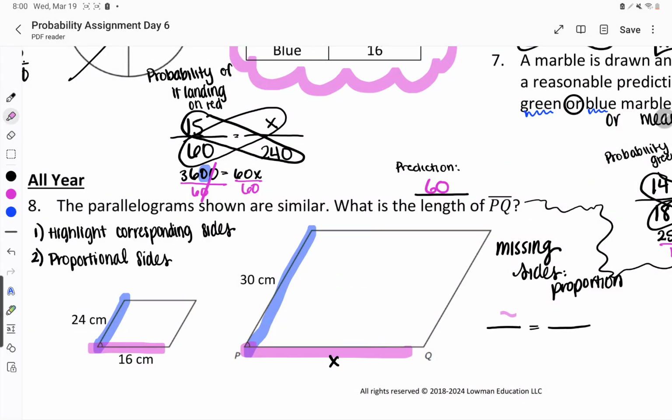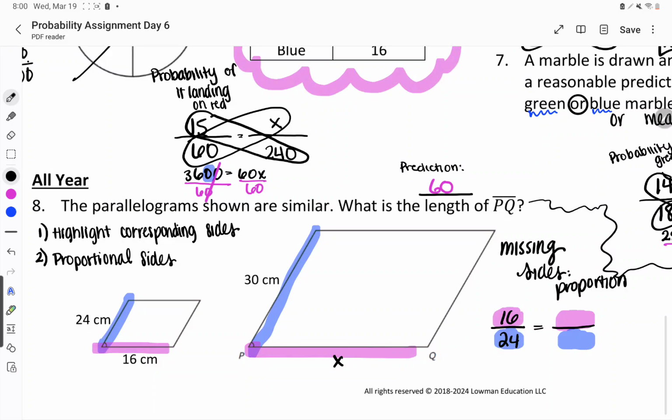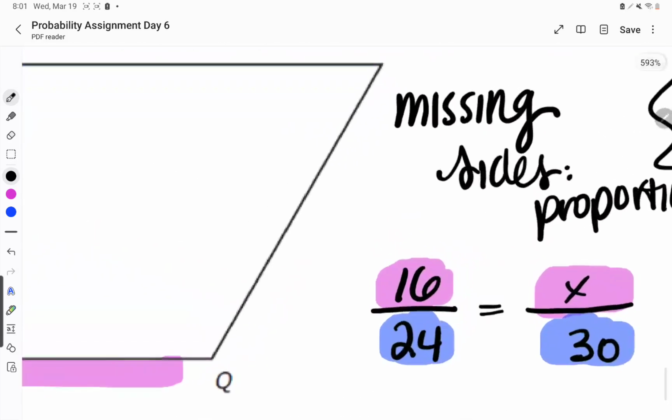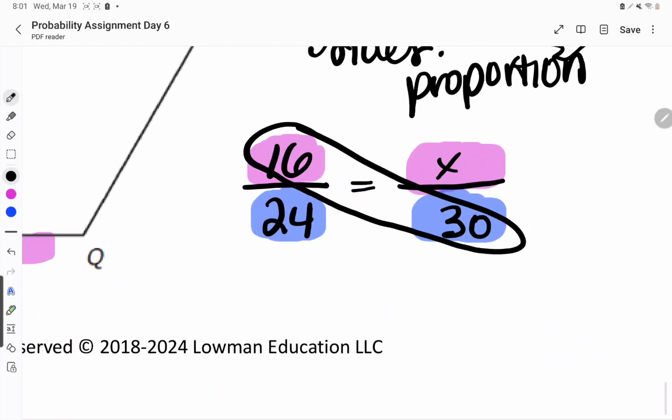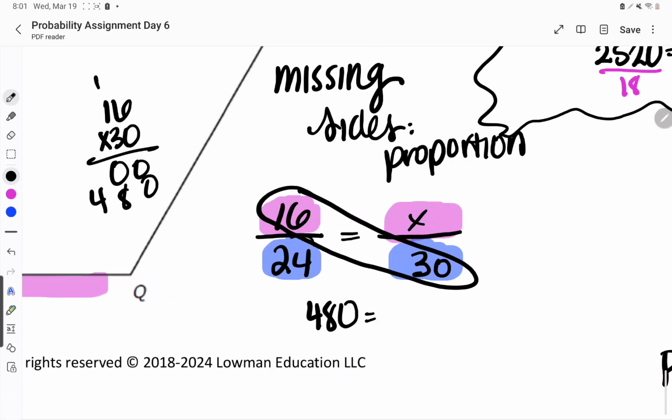Remember, corresponding sides go across from each other, and then the same shape goes in the same ratio. So for my pink, in my first shape is 16, and then in my first shape, the blue is 24. In the second shape, the pink is x and the blue is 30. Cross multiply, so we have 16 times 30. That gives me 480 equals 24 times x, which is 24x.